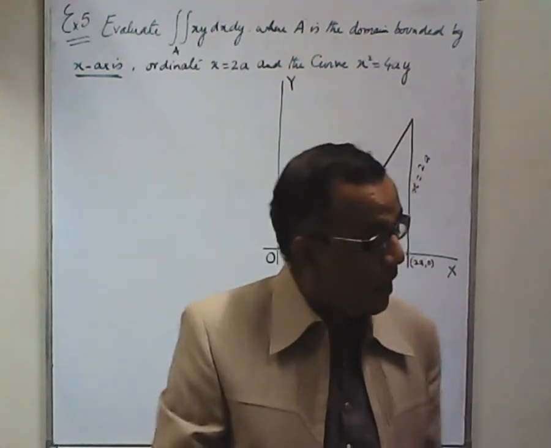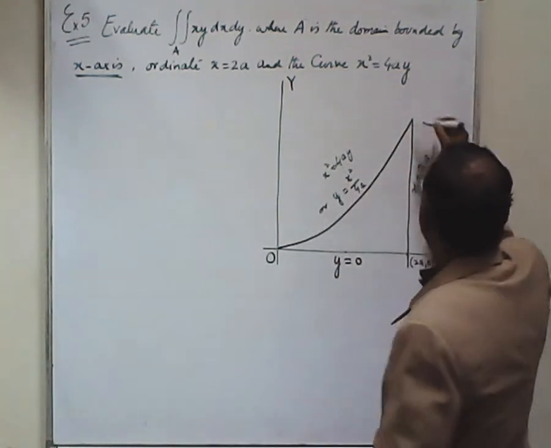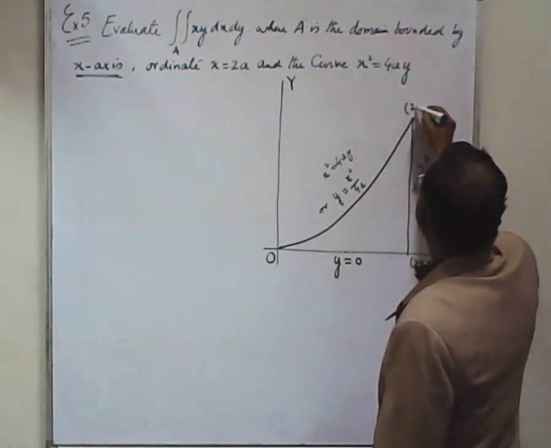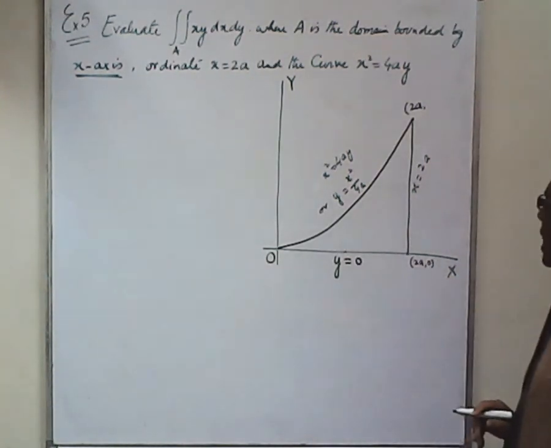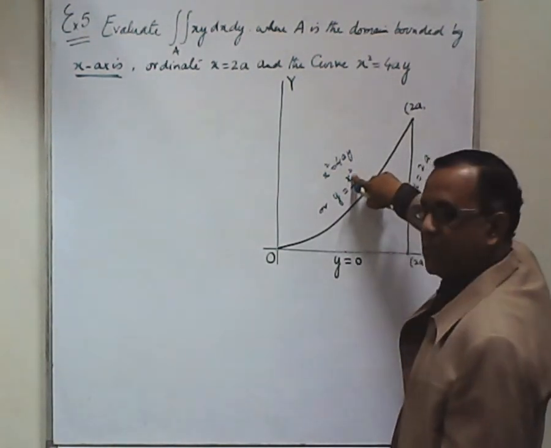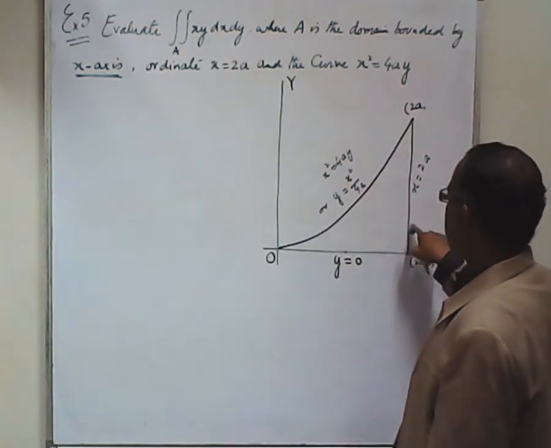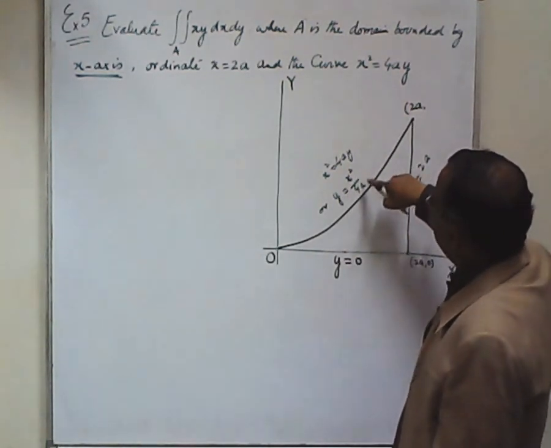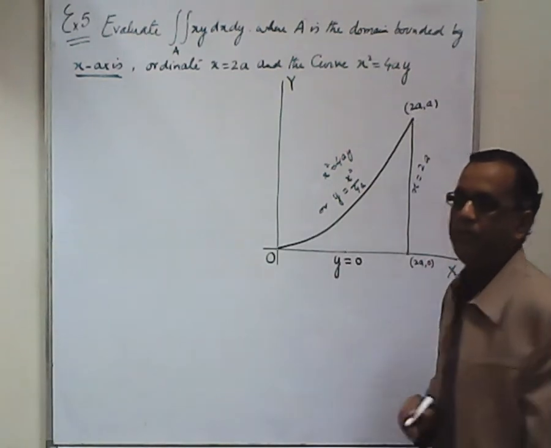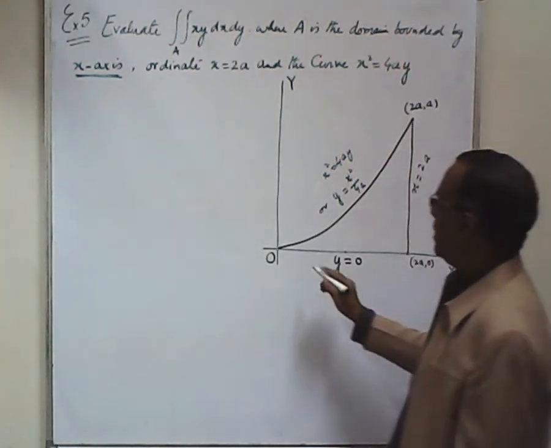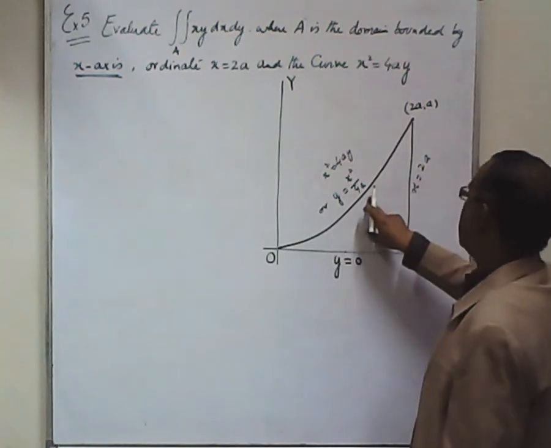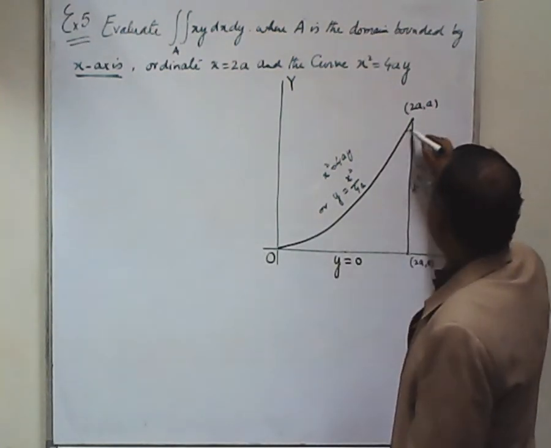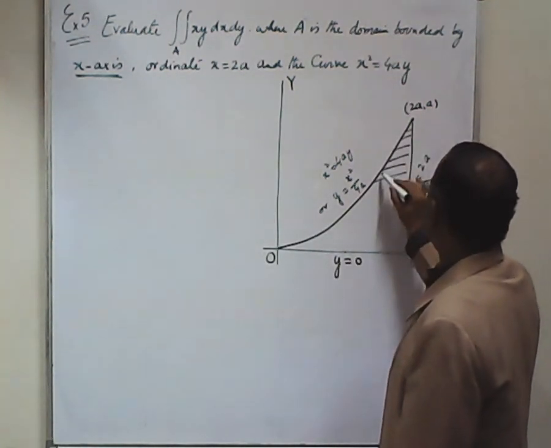So if you try to find what this point is, we know that this is x equal to 2a. So what will be the value of y if I substitute x equal to 2a here, because this is the intersection of this curve and this line? If I substitute x equal to 2a here, the numerator will be 4a square, so y will be equal to a. So the simple idea is how we can find this point. This point is the point of intersection of x equal to 2a and x square equal to 4ay. So now we have this region to be integrated.